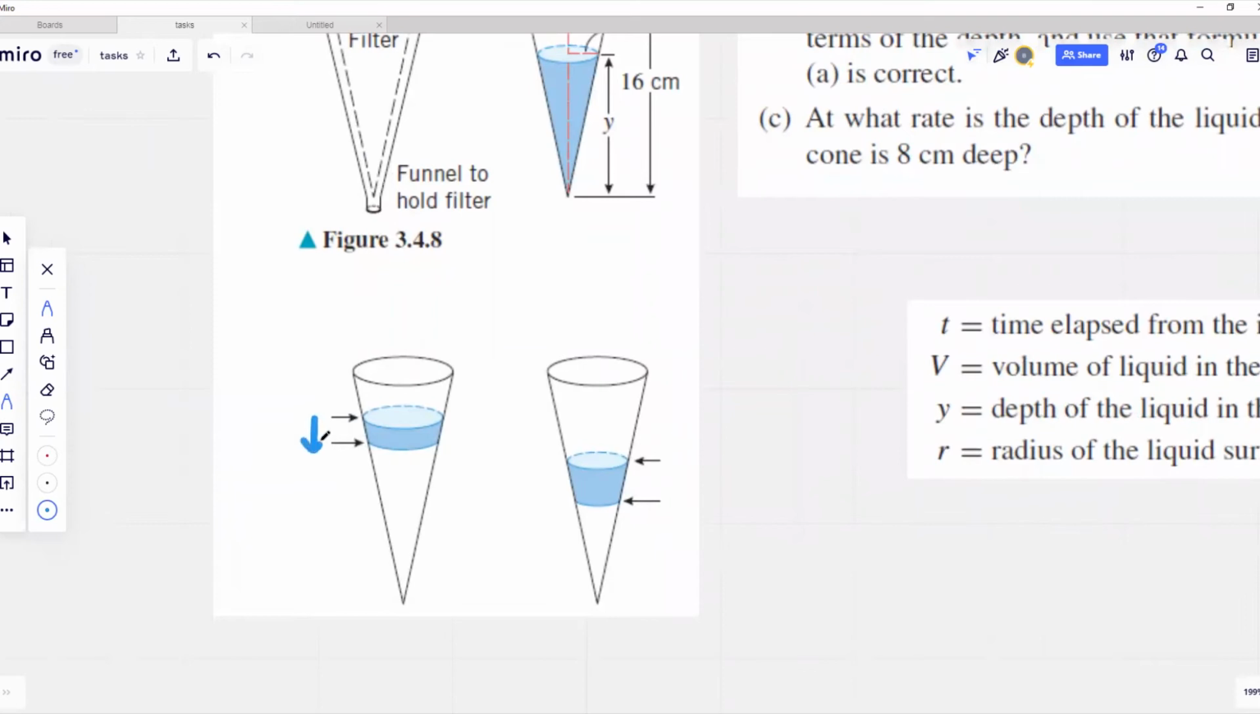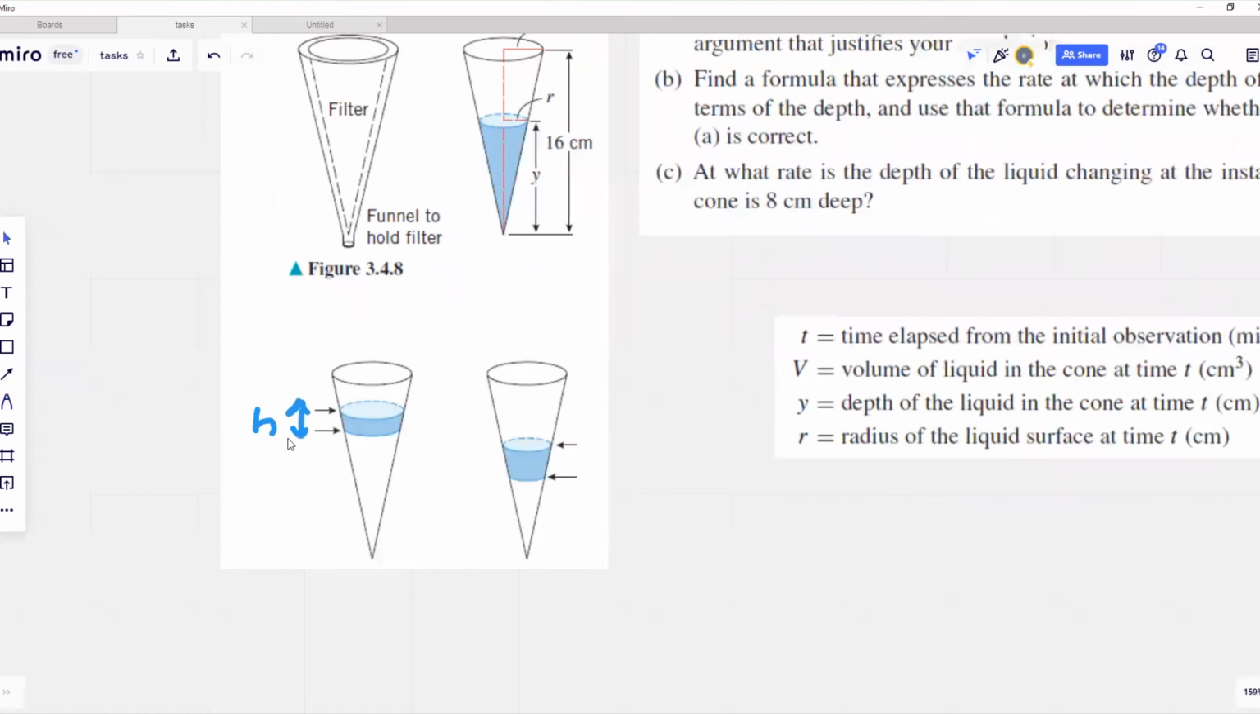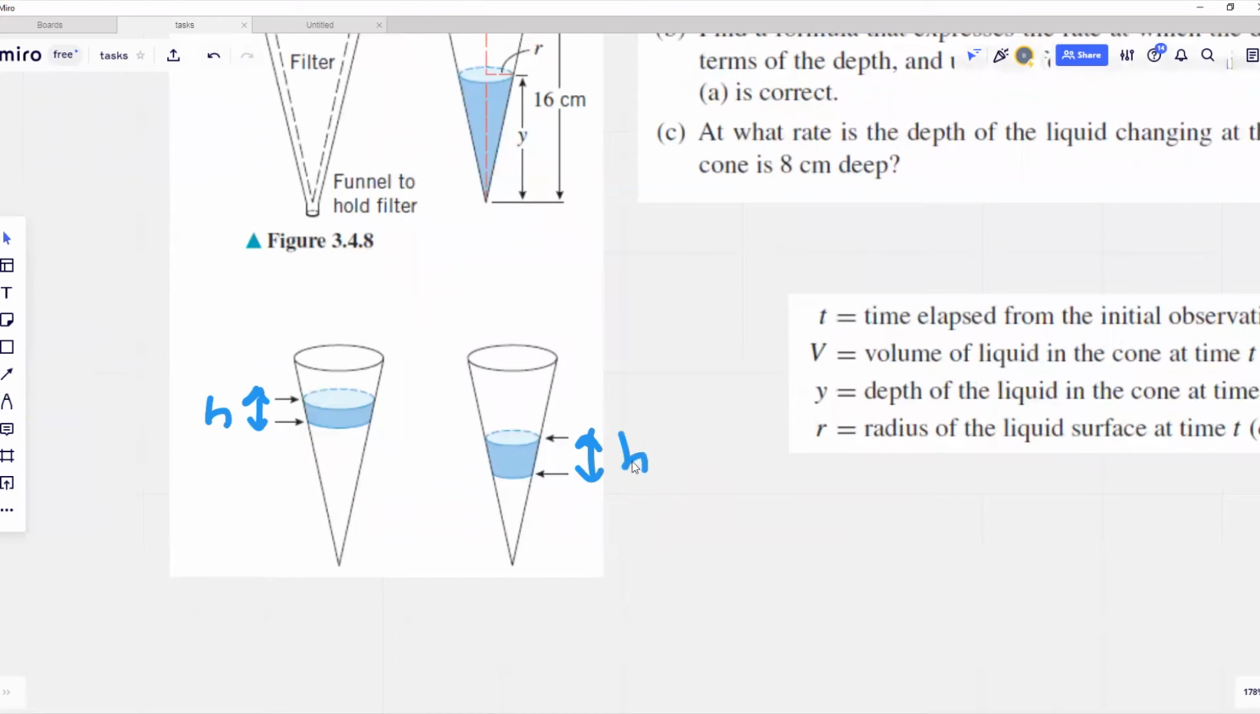And if we denote this level as h, then the same amount of volume of water is going to be given as h at a later instant of time, when the surface level of water is closer towards the end of the cone here. So we can see that this h is going to be bigger than this h at an earlier instant of time.